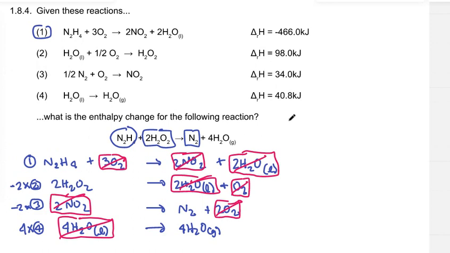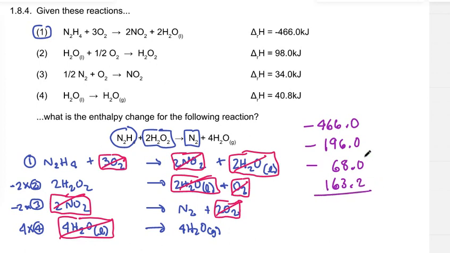And the big finish, what is the enthalpy change? We took reaction 1 unchanged, which means we take its delta H unchanged, minus 466.0. We flipped and doubled reaction 2, which means we flip and double 98, which gives us minus 196.0 if you like. We flipped and doubled reaction 3, so we flip and double its delta H. We get negative 68 for that. And we multiplied reaction 4 by 4, so we multiply this by 4, which is 163.2 when it's positive.